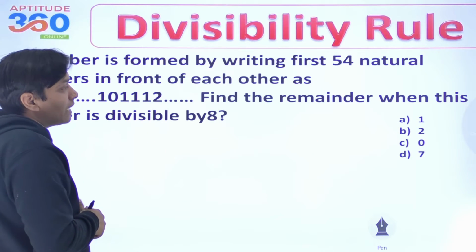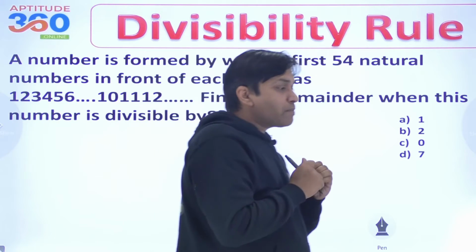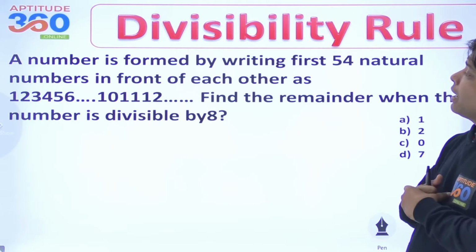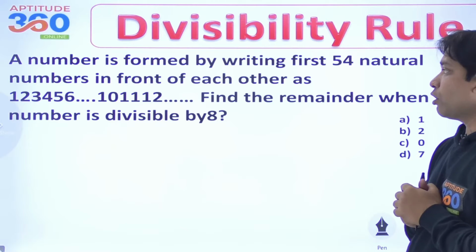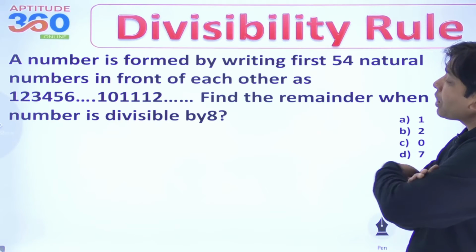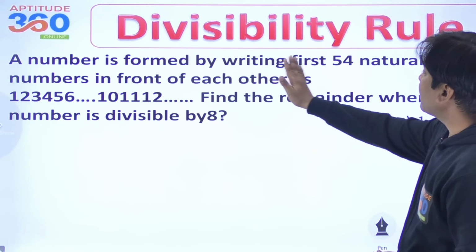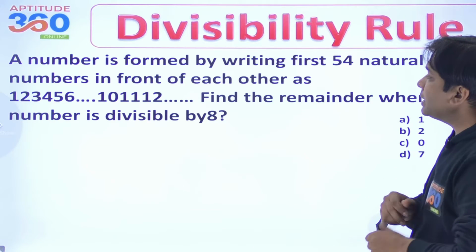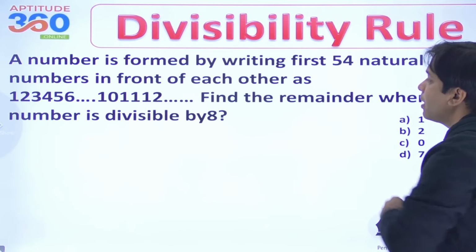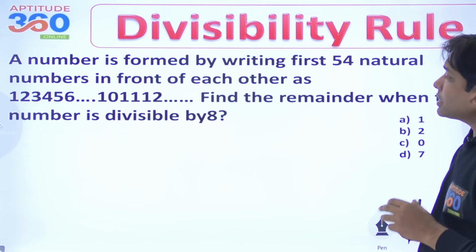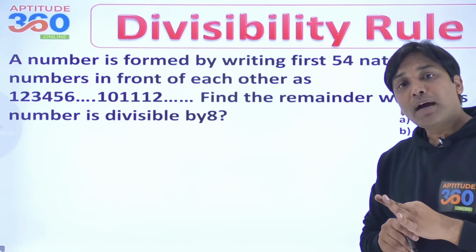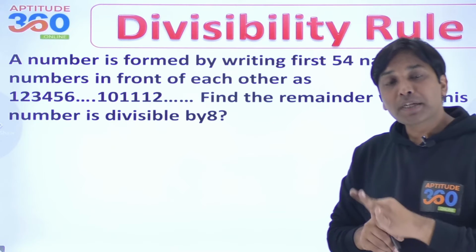Let us go to the next problem. Read this problem, try to solve this on your own, and this is a good problem to solve. It says that a number is formed by writing the first 54 natural numbers in front of each other like this. Find the remainder when this number is divided by 8. 8 की divisibility rule क्या हमने सीखी है? Last 3 digits must be divisible by 8.